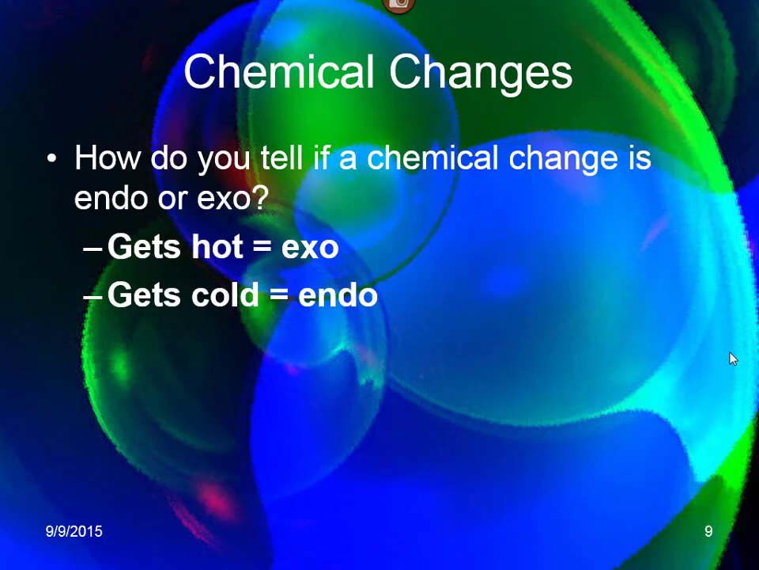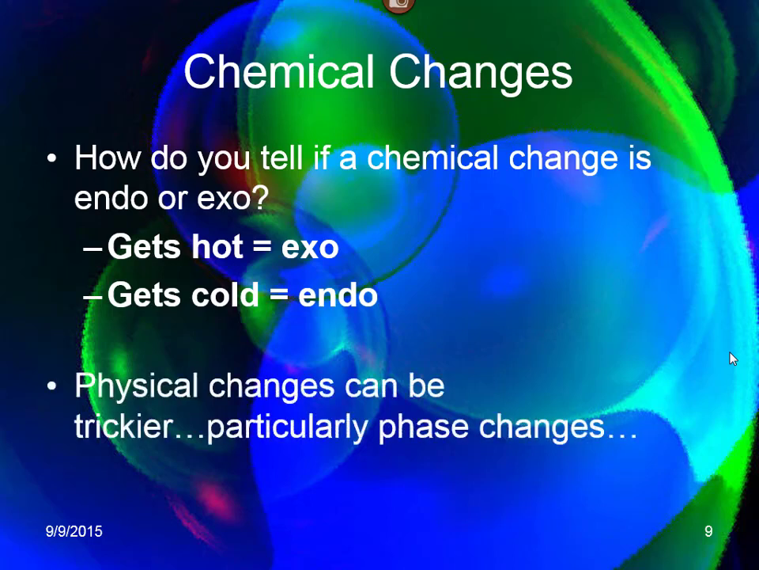But this only works for chemical changes. Physical changes can be trickier to determine, especially phase changes, those 6 things that we listed earlier. Phase changes can be much harder to think about. Is it going to be an exothermic change, or is it going to be an endothermic change? And that has a lot to do with how we perceive those changes, or what we think is happening in those changes.